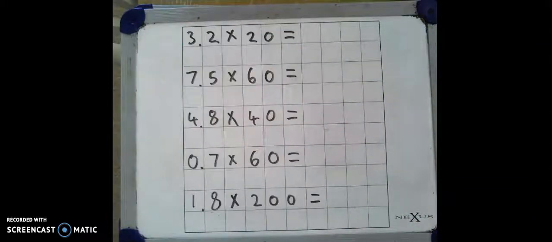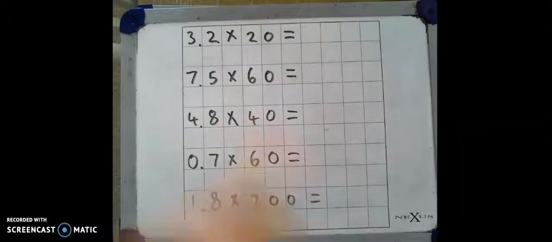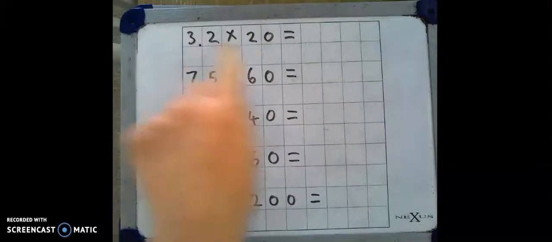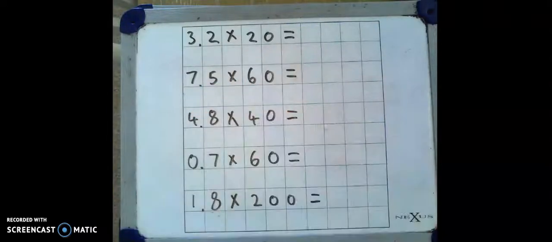Here are 5 calculations for you to have a go at on your own. Remember, one side becomes 10 times bigger, the decimal side. This side, with the multiple of 10, becomes 10 times smaller. We've got 3.2 multiplied by 20, 7.5 multiplied by 60, 4.8 multiplied by 40, 0.7 multiplied by 60, and 1.8 multiplied by 200. You should pause the video now, solve the 5 calculations, and then unpause to check your answers.